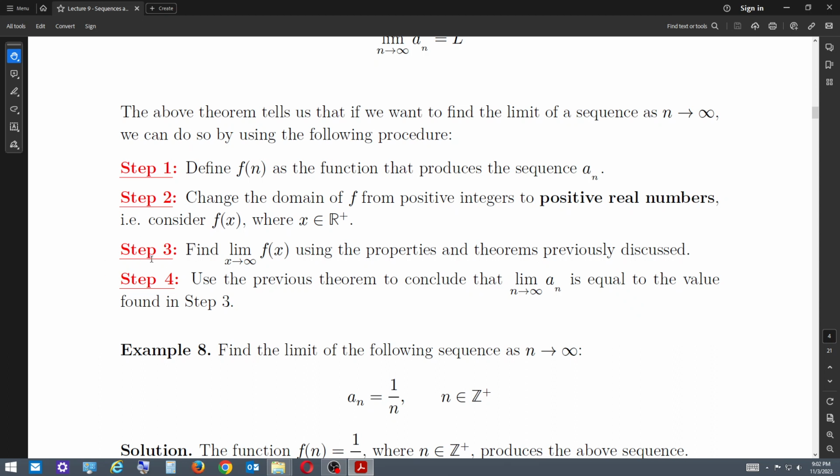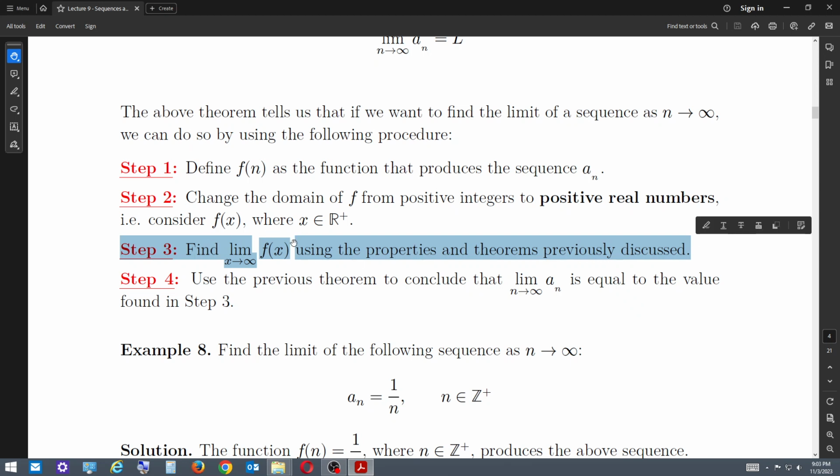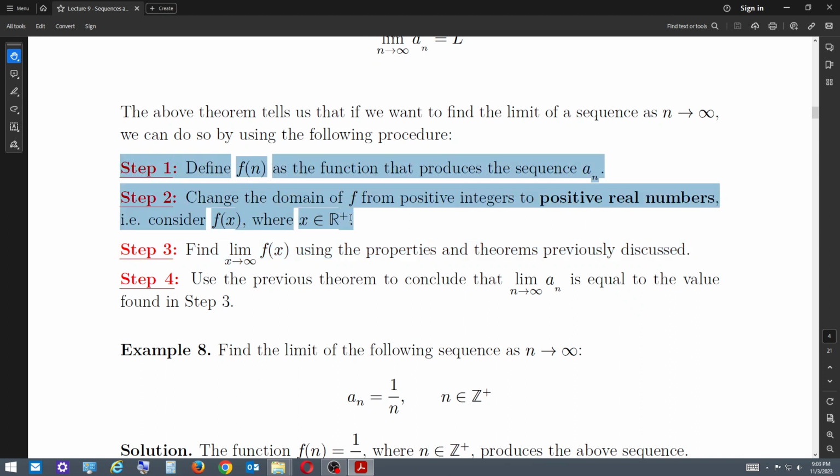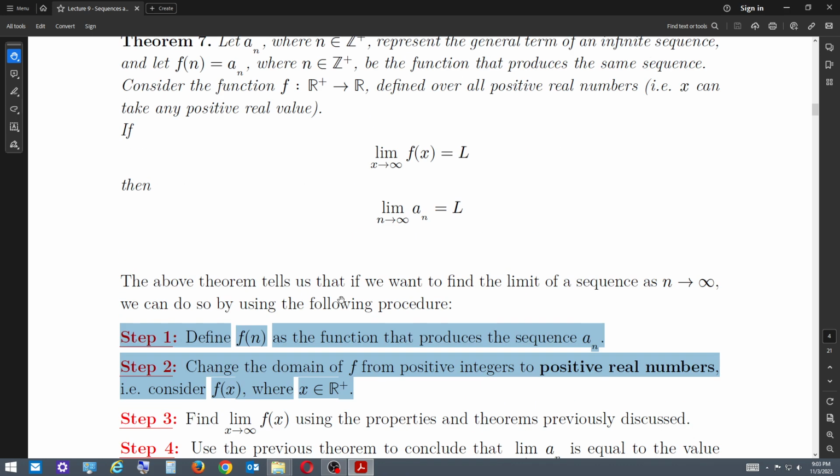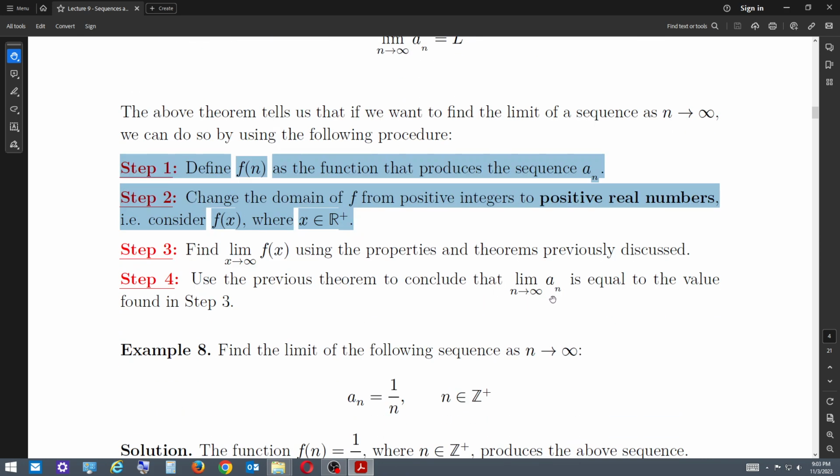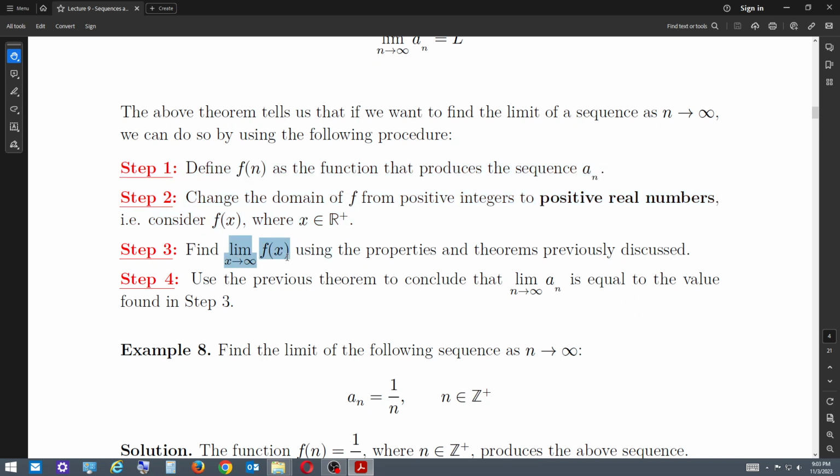The third step is to find the limit of this function f as x approaches infinity through positive real numbers. This step is basically where we find the limit, as we would have done previously in this course. This step is the main part of any question that you get on this, and this is where a lot of your work goes. But it's important that you set it up beforehand. Now, once in step 3 you find your limit, then we use this theorem that I just mentioned and conclude that if the limit of this function is L, then the limit of the sequence is also L.